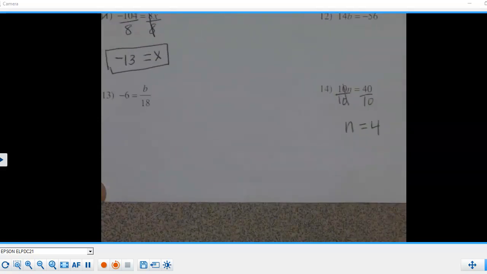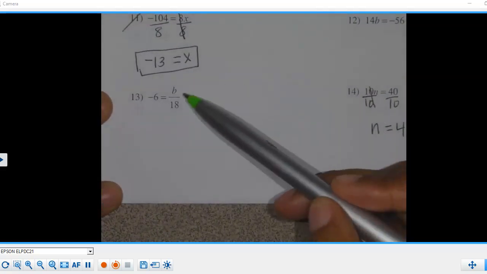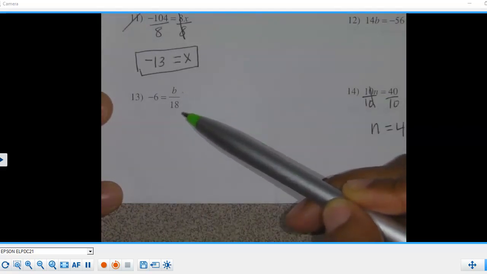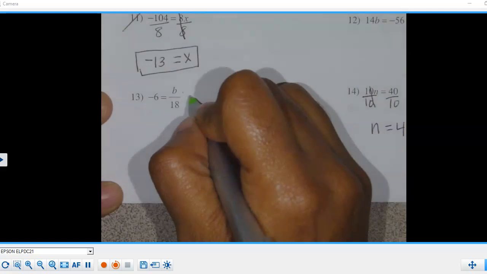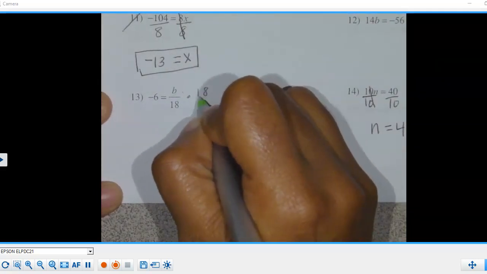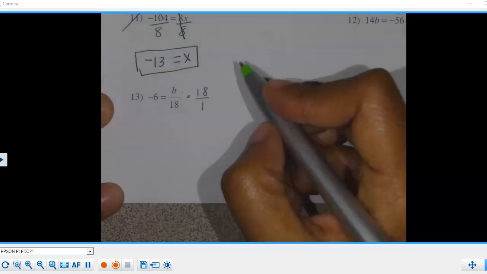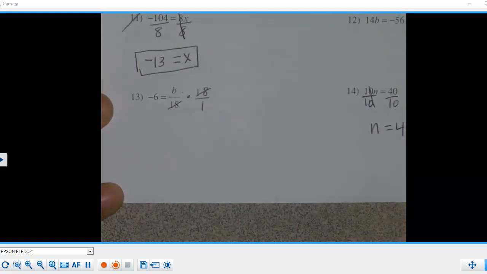Okay? And now let's look at number 13. What's happening to b? It's being divided by 18. Okay? Opposite of division is multiplication. So we're going to multiply by 18. You don't have to put the over 1. I like to do that just so people can see. You see, that's why it cancels out.